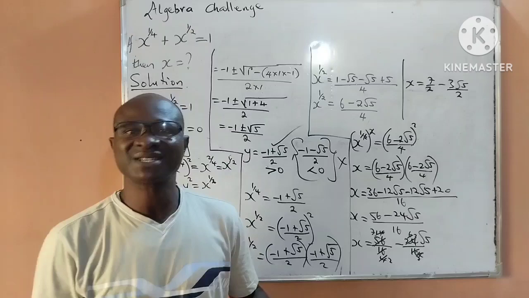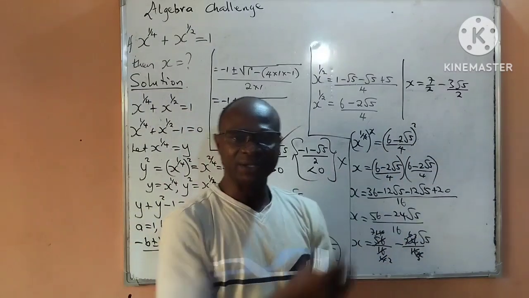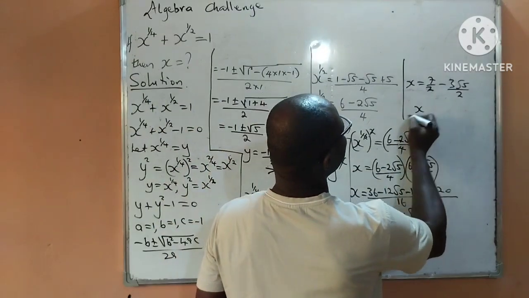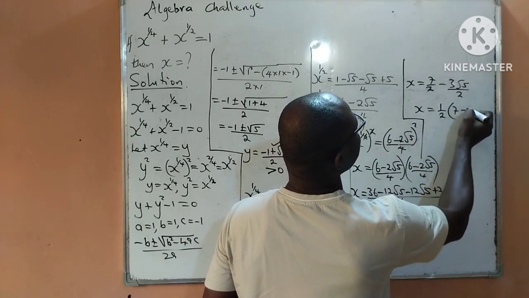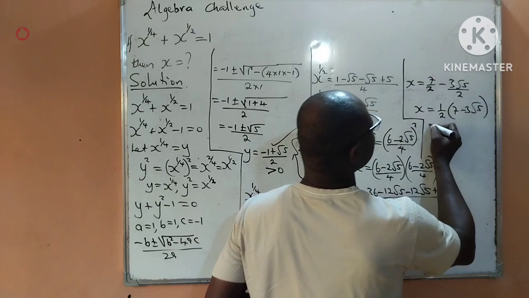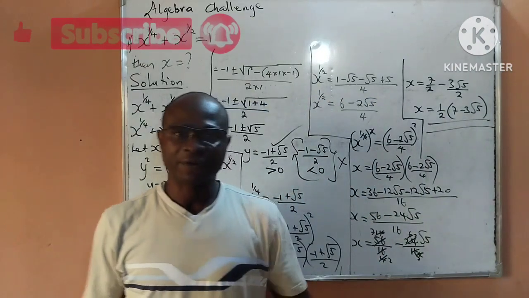And the denominator, what is common, is 2. So I can factor it out to get the value of x as 1 over 2 times (7 minus 3 root 5). This is the final answer for the value of x.